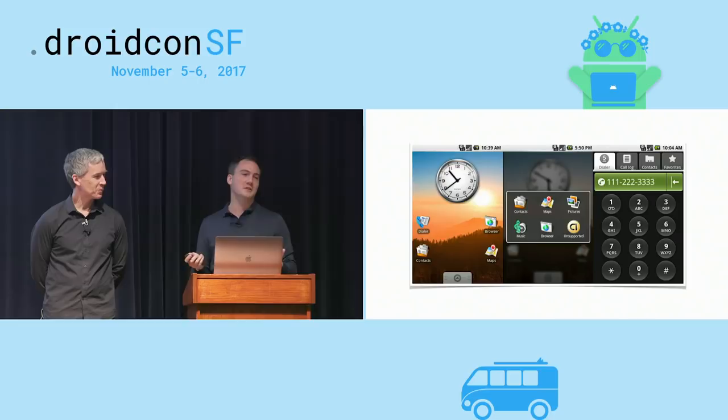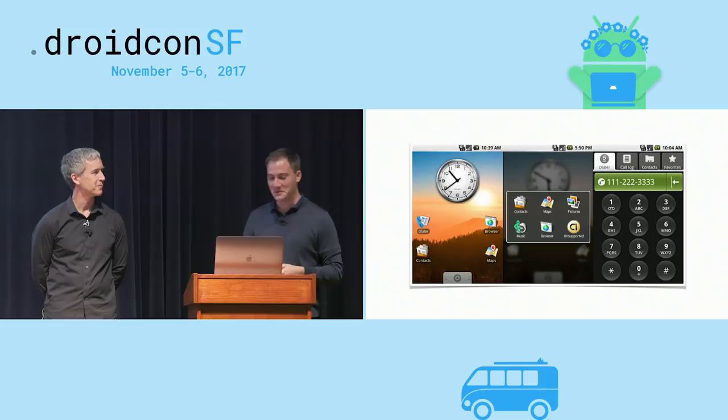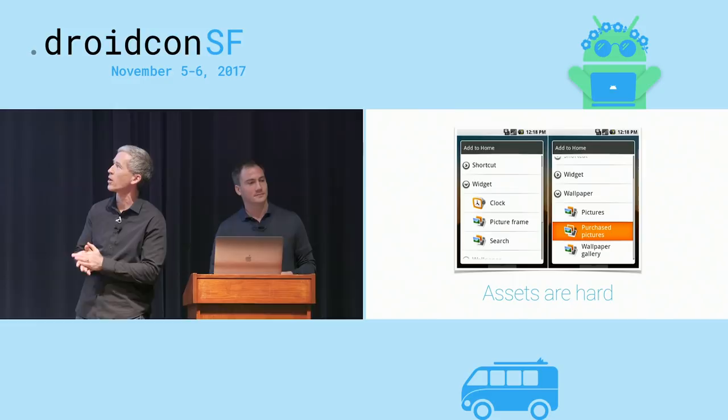We also switched to green. My bet is because of the banding and dithering from that 565 format. That hides the problem a little bit. But speaking of assets. So as we pointed out a couple of times, assets are hard. You will notice that the icon for search looks remarkably similar to the icon for picture frame.